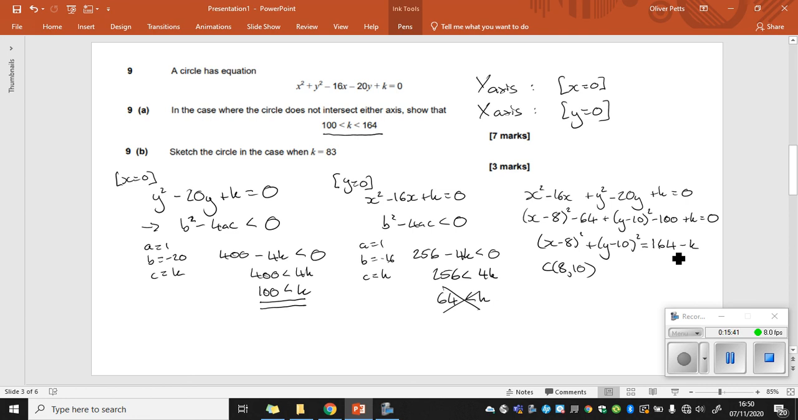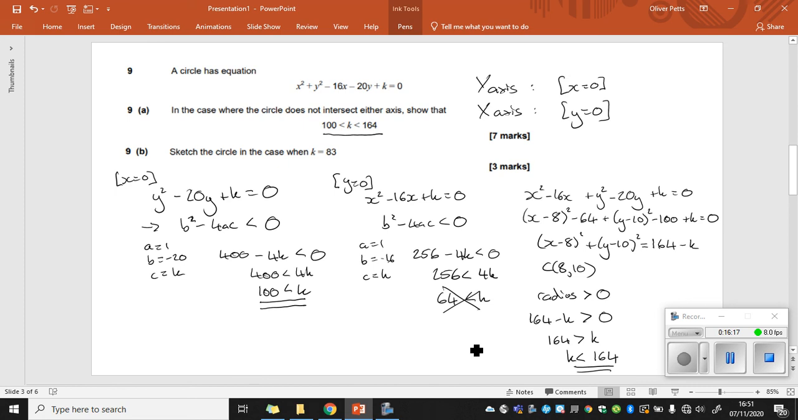What about the radius? Well, if it's a circle, we know that it must have a radius, and for a radius to exist, obvious information, a radius would have to be greater than 0. A circle wouldn't exist if we had a radius equal to 0 or less. So we need 164 minus k to be greater than 0. For that to be true, that means 164 has got to be greater than k. Flip it round, that means that k has got to be less than 164.